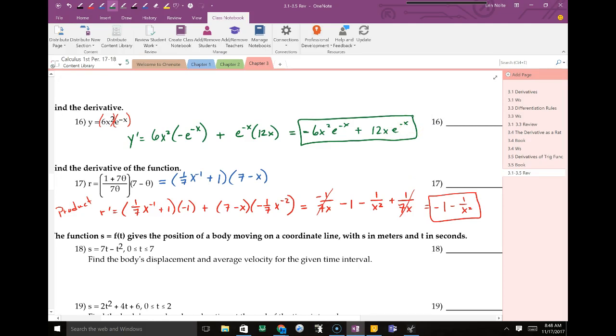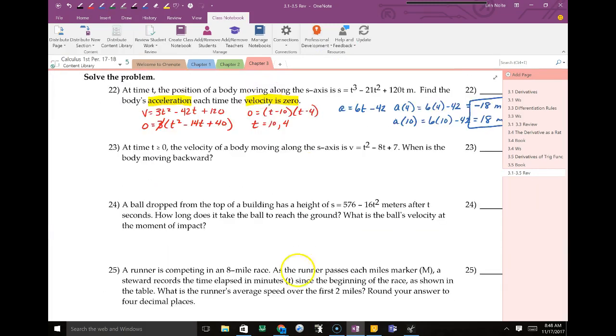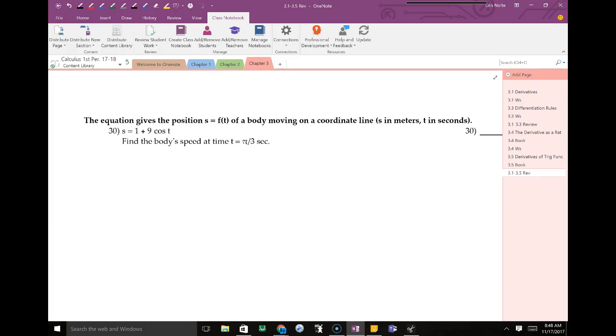Okay, one more. Pick a good one. 30. All right, so question number 30, it says the equation gives the position. So our S equation is our position of the body moving on the coordinate plane. Okay, so it says find the body's speed at time pi over 3. So how do you find speed?